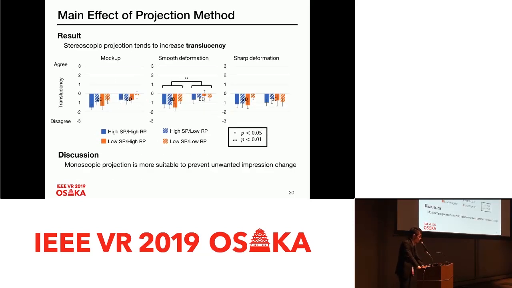We also confirmed the tendency of the main effect of the projection method in terms of translucency. That is, stereoscopic projection increases translucency compared with monoscopic projection. So if we assume that designers want to reproduce the material surface just like how it looks on the display, then because the stereoscopic projection gives some effect, monoscopic projection is more suitable in terms of material reproduction.